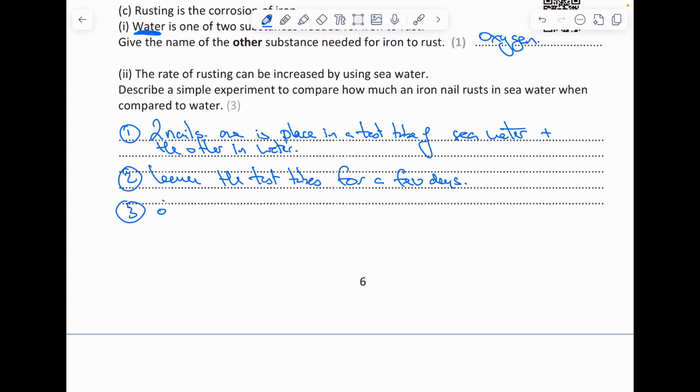And then what you would do is observe the nails after this period of time. And you're looking for any signs of rusting. Observe nails after time, and we'll put there compare appearance, because one of them will have rusted far more quickly. Okay.